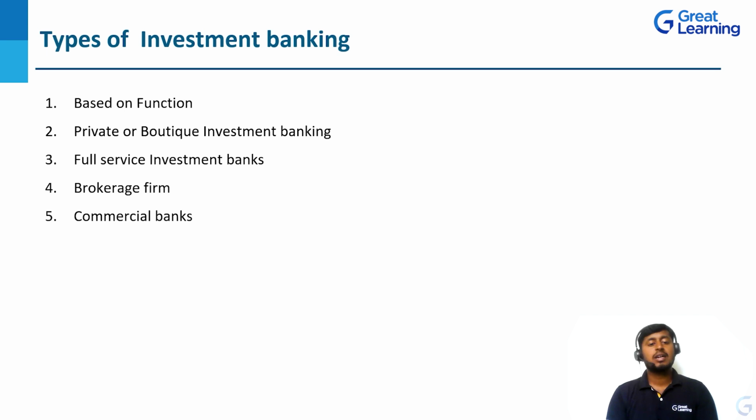And the last one, commercial banks. Commercial banks are our traditional method of banking with modern services. They accept deposits from the public and lend money to the public, and they also provide locker facilities, credit cards, debit cards, checkbooks, and other facilities along with investment banking services. That is your commercial banks. So these are the five types of investment banks.